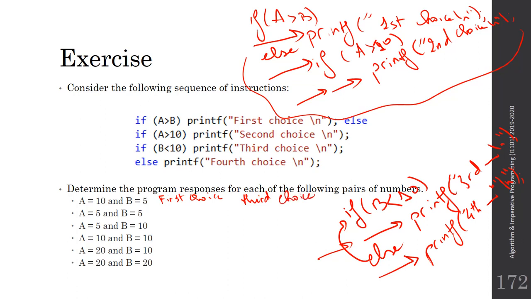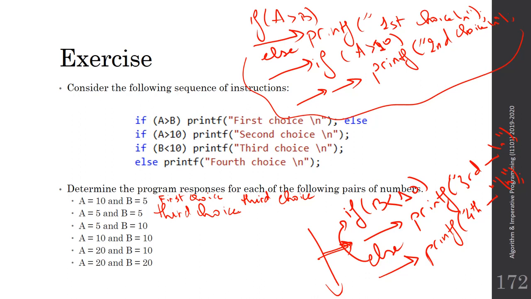Next one, A equal to 5 and B equal to 5. Is A greater than B? You will say no. So I will execute the else part. In else I have a new instruction. Is A greater than 10? You will say no. There is no else here, there is nothing to do. I will pass to the lower part. Is B less than 10? Yes, it's equal to 5. So I will print this block, the first block in this instruction. So I will print third choice, and I will go to the line.